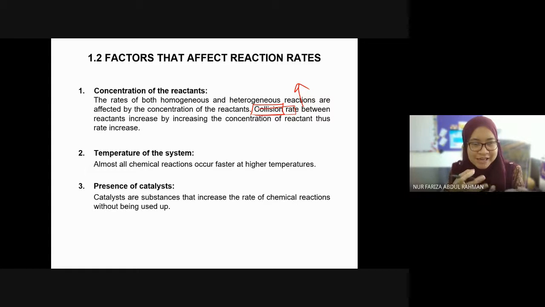So what happens when it gets extra energy? It becomes hyper. So the particles tend to move faster. When they move faster, the speed becomes faster. What happens to the collision? They will collide more, and the probability for product formation will also increase. I said probability, because not all collisions will produce product. They collide, but not necessarily produce product. That is what we call effective collision.